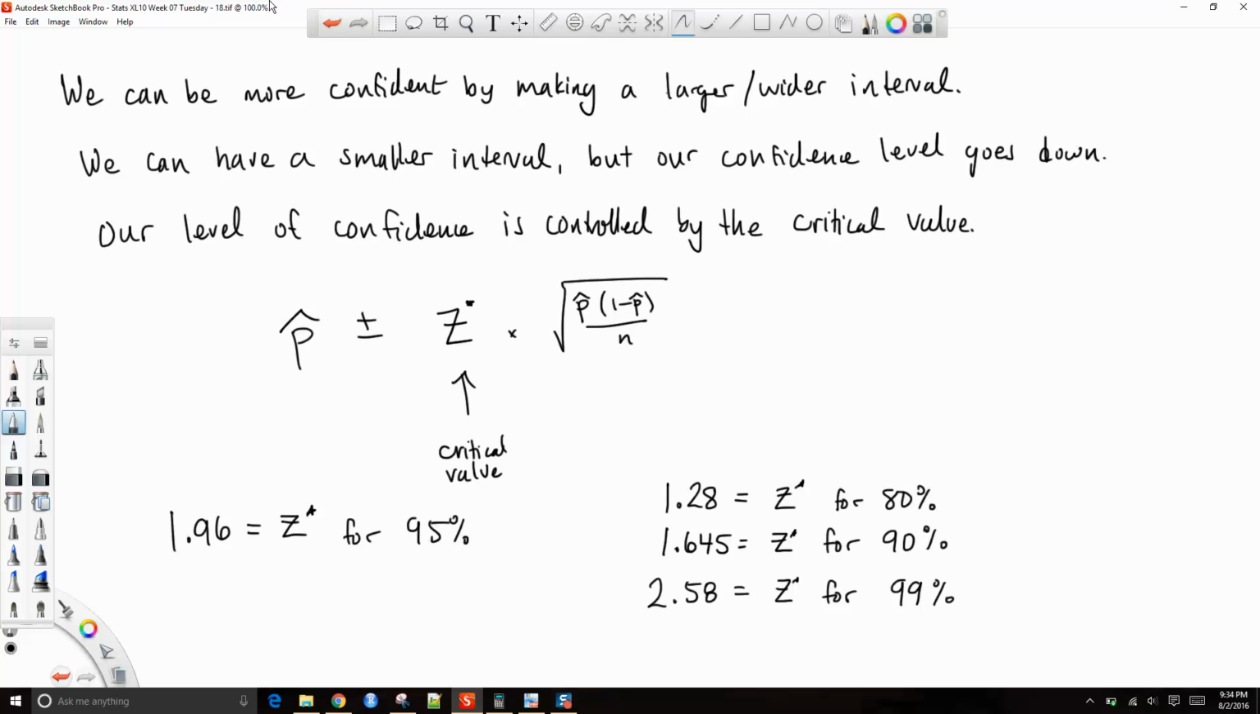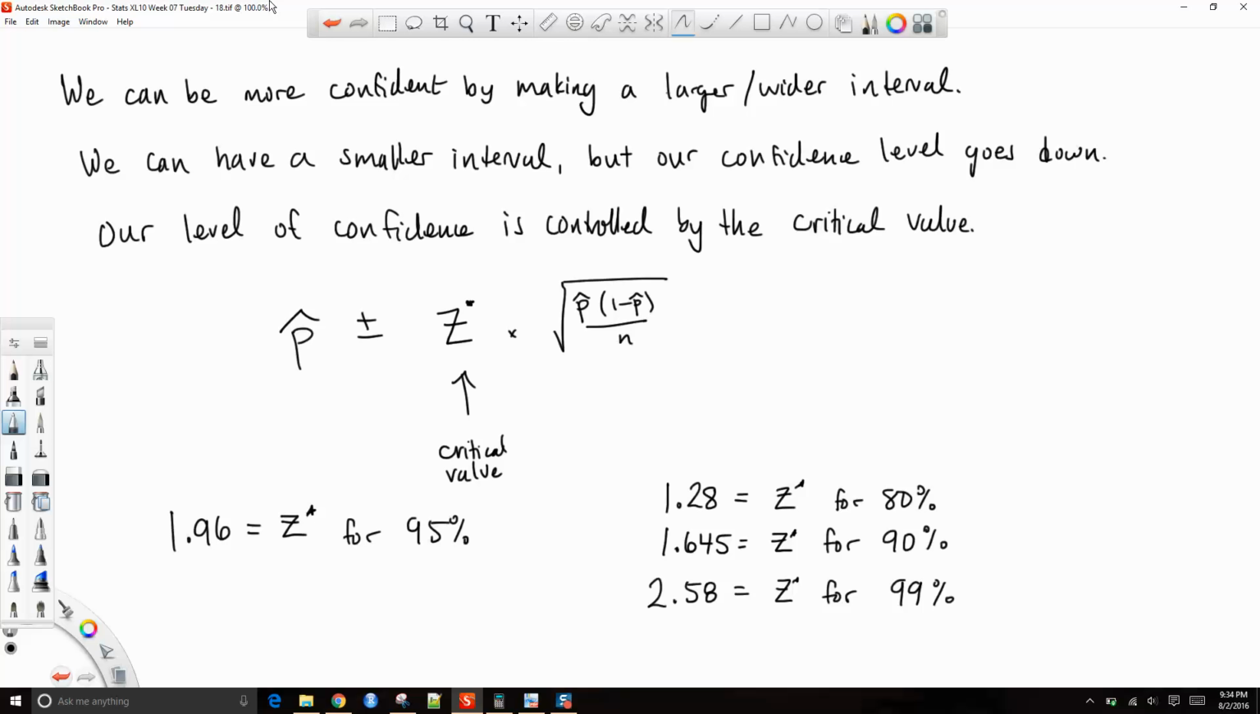Anyway, these are the values that you have. So if I say make a 90% confidence interval, you do it exactly the same way as before, and the only thing you change is instead of 1.96, you use 1.645. And that's fine.